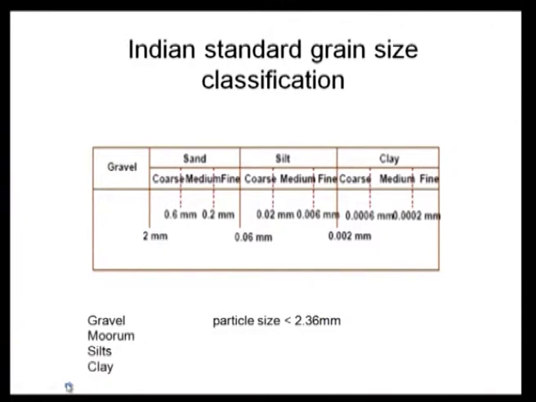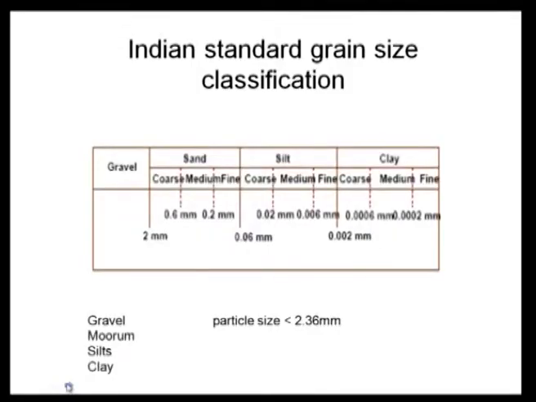Indian standard grain size classification, which we have discussed earlier: gravel, sand, silt and clay. As per the Indian standard we have four soil classifications. One is your gravel, then your sand. Sand lies between 2 mm to 0.06 mm. Within the sand, it is classified into three parts: coarse, medium and fine. Then silt lies between 0.06 mm to 0.002 mm. Again silt is classified as coarse, medium and fine. Then clay lies below 0.002 mm, and it is also classified as coarse, medium and fine.